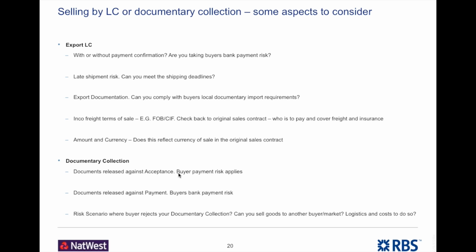Just to revisit collections very briefly, I talked on the last slide about the risk of the buyer declining your documentary collection. To help in part mitigate this, and where possible, try to have a viable secondary sell down option available to you in the event that you do need to redirect those goods to another buyer and hopefully attain best price basis.